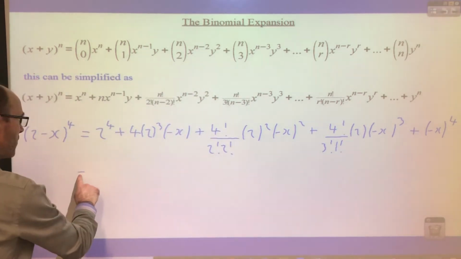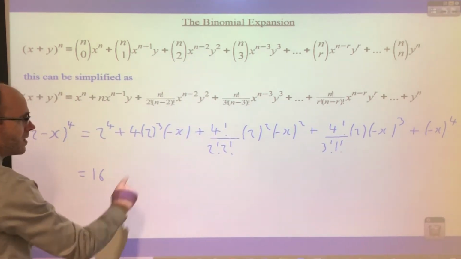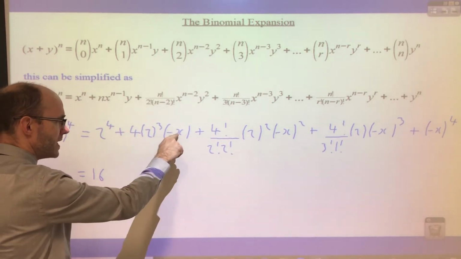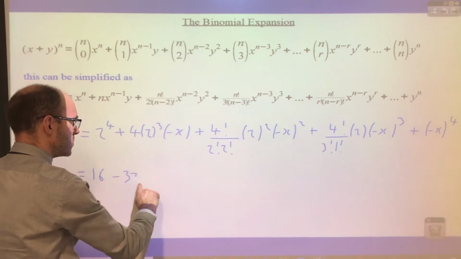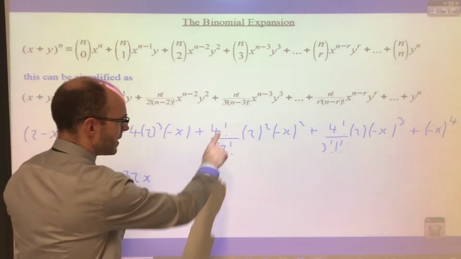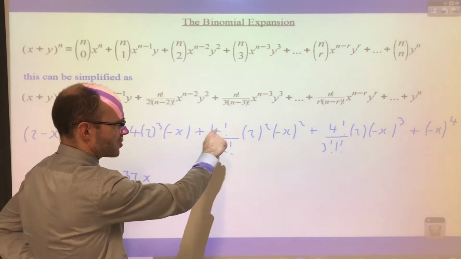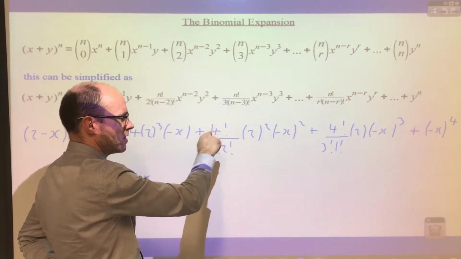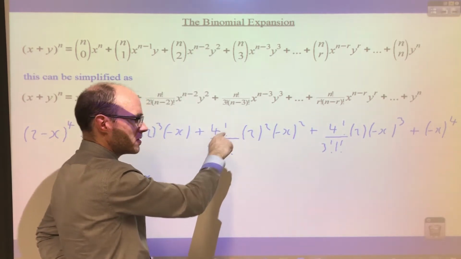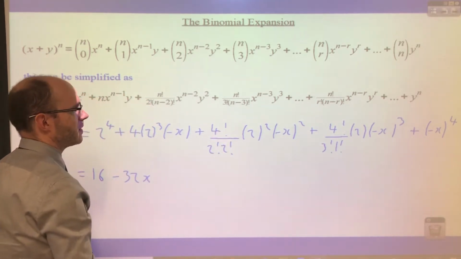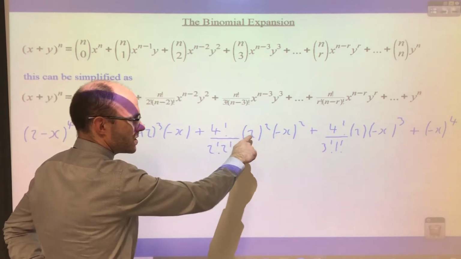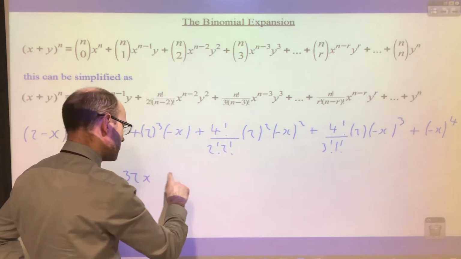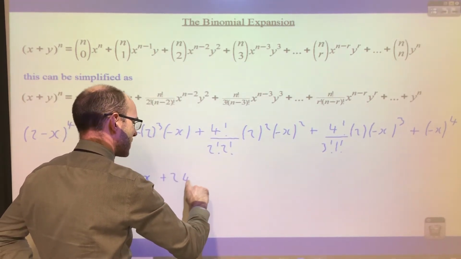So when you simplify, it's 2 to the power 4, 16. Then 2 cubed is 8, times by 4 is 32. But then you've got negative x there, so let's subtract 32x. And then let's simplify this. So that's going to be 4 times 3 times 2 factorial. So 4 times 3, that will cancel the 2 factorial. 4 times 3 divided by 2, so that's going to be 6. Okay? Then times by 2 squared, 6 times 4 is 24. Negative x all squared is positive, so positive 24x squared.